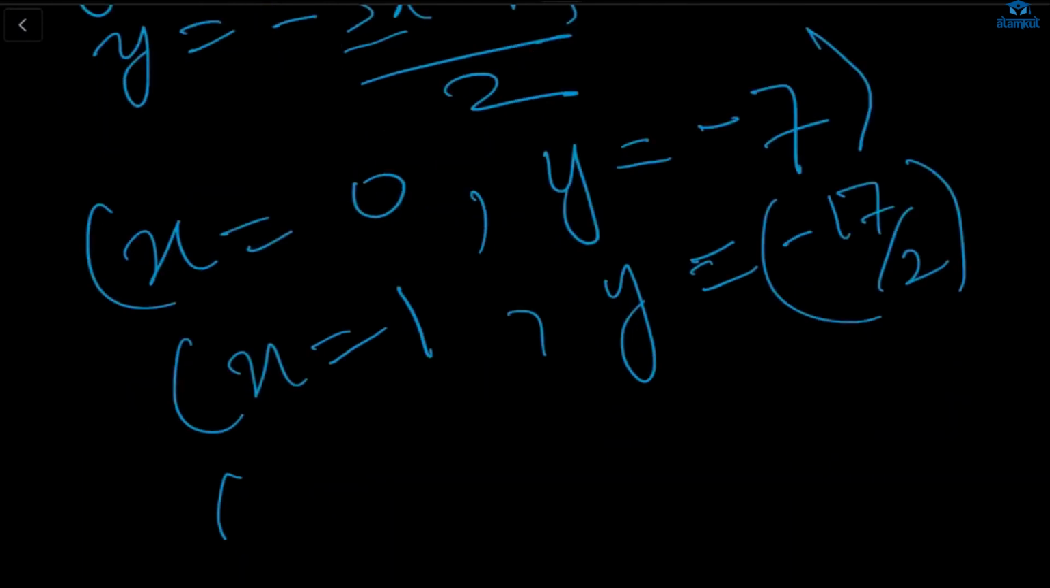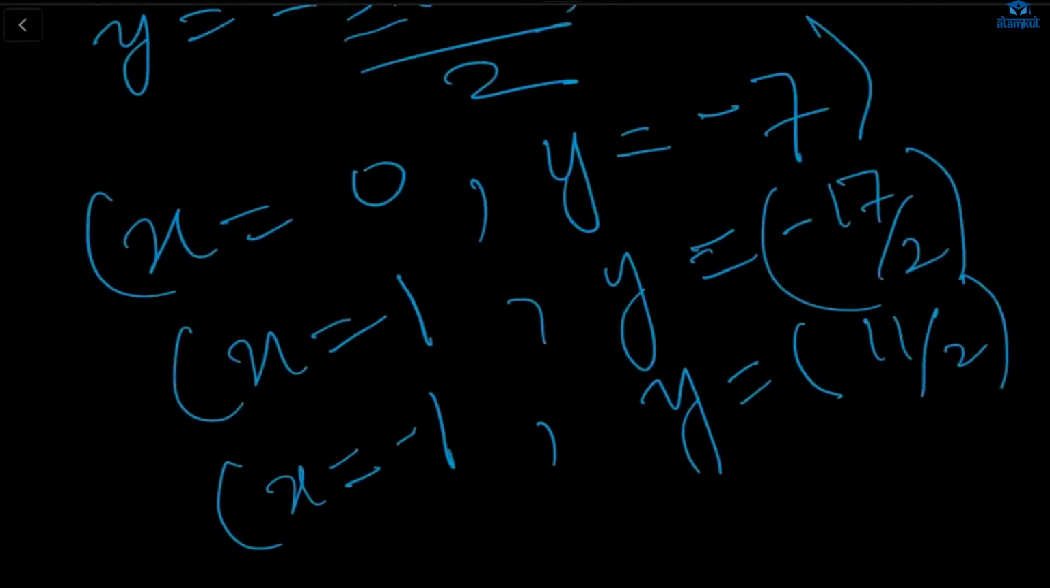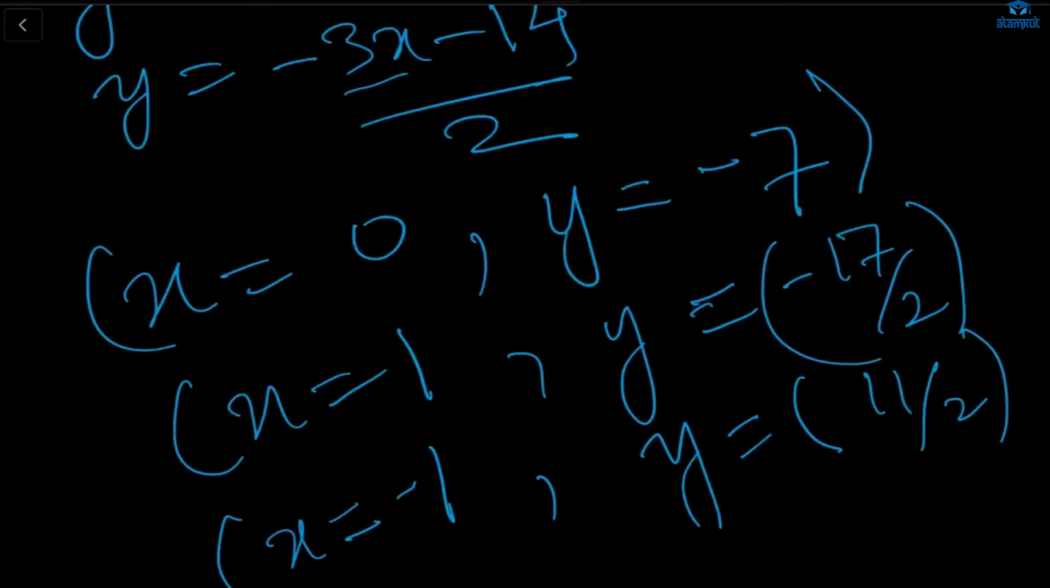Now you can keep x value minus 1. If you put my x value as -1, what will it be? It should be negative 11 by 2, negative because -14 is there. I wanted to show you what it means, that you can keep on going.